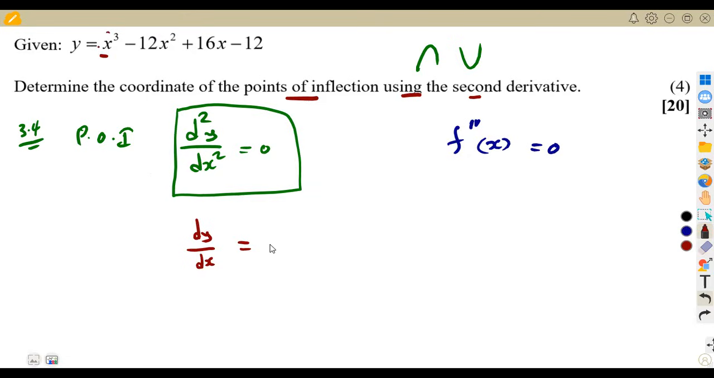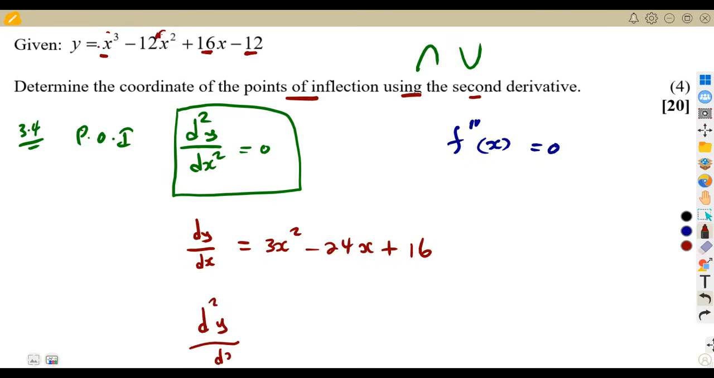We're going to differentiate here, which is 3x squared. Multiply here, that's going to be negative 24x. We subtract 1. Then the derivative of 16x is going to be 16. And negative 12 is a constant, so the derivative there is going to be 0. So this is the first derivative. We need the second derivative.